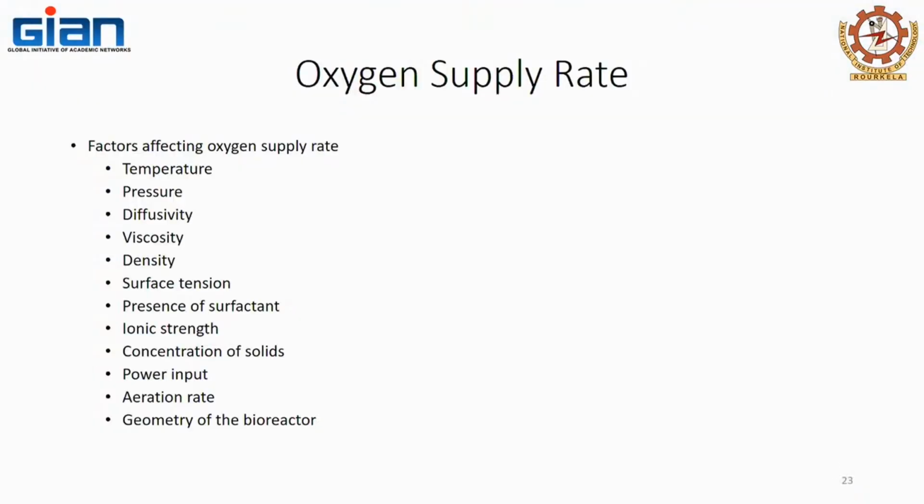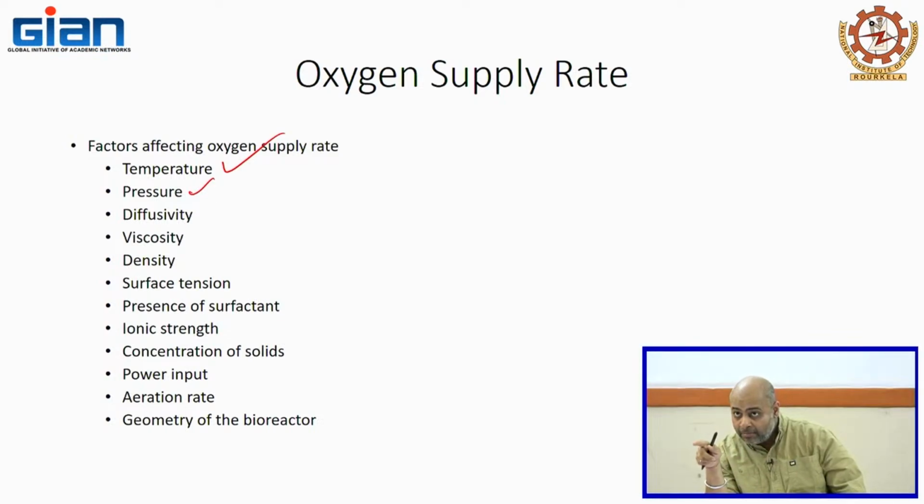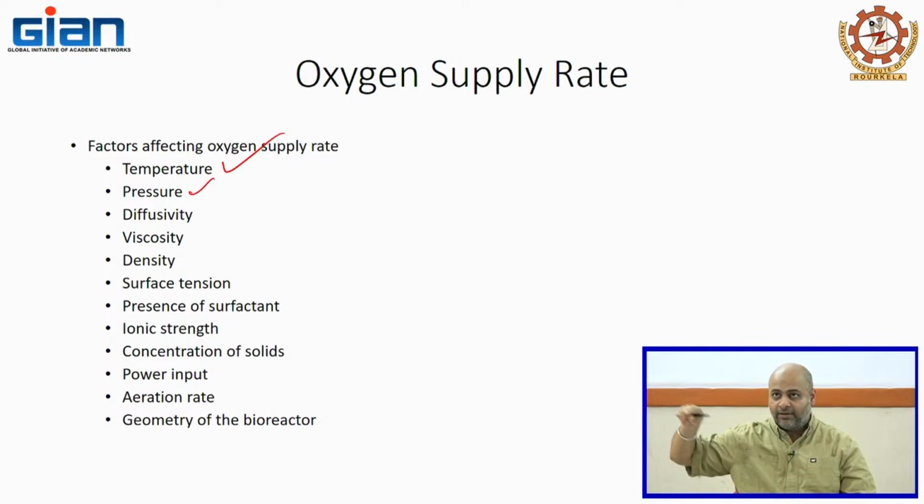Let's get into the final few slides of the oxygen mass transfer. The factors that affect oxygen supply rate, we have already discussed a few of them. Temperature is one of those, pressure is another. Diffusivity. Now the diffusivity of what? Diffusivity of oxygen in the medium or diffusivity in the cell side? It's all about the CLA, right?